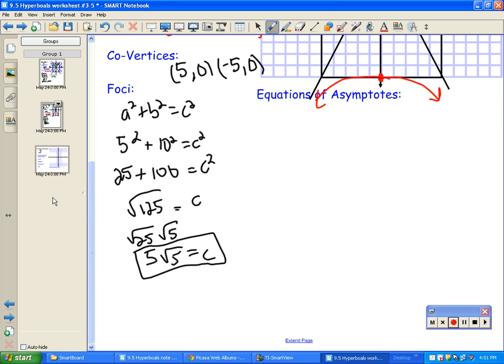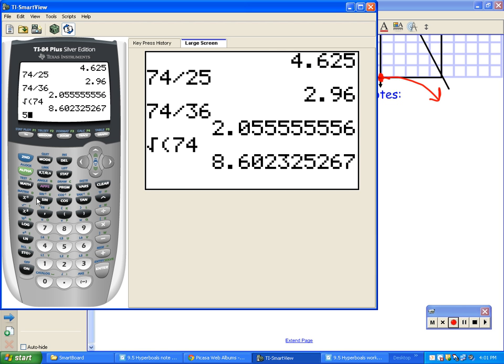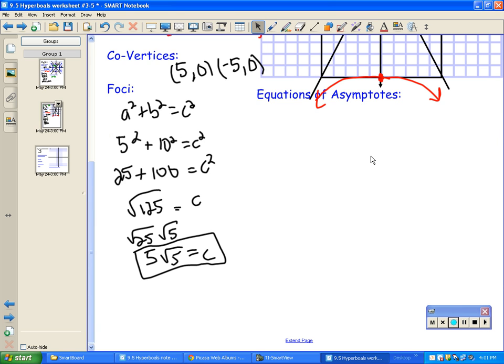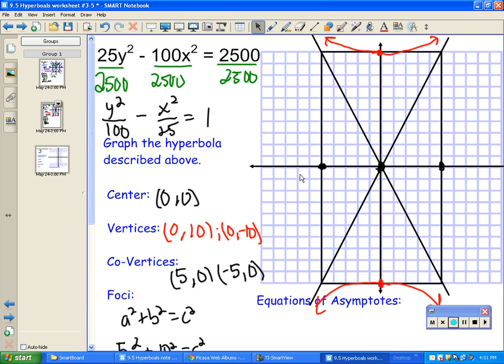Okay, if we want to figure out what that is approximately, we'll bust out our calculator. 5 square root 5 gives us about 11.2. Okay, so if we want to graph those focal points, we would go 11.2 up and 11.2 down. So we'll do stars again. That worked out well. This is 10, so 11.2 is somewhere about there, and somewhere around there.